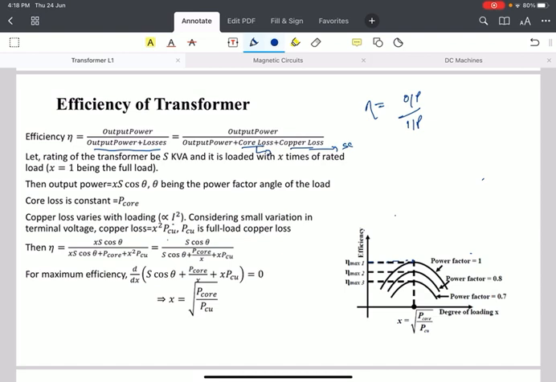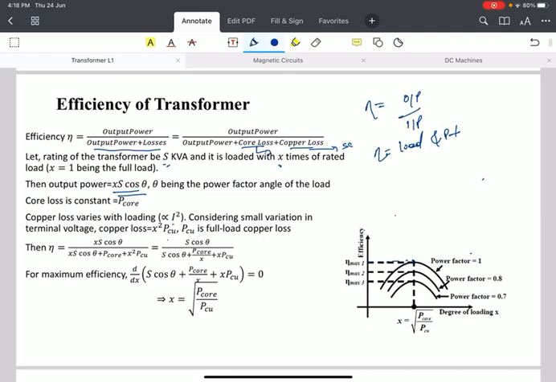But efficiency also depends on the power factor and on the load of the transformer, how much the transformer is loaded. Let us say we have an S kVA transformer with X times the rated load. Then the output power of the transformer is X into S into cos theta, where theta is the power factor. So we know that efficiency depends on load and power factor. If we have an S kVA transformer, then we can say that it is loaded X times.